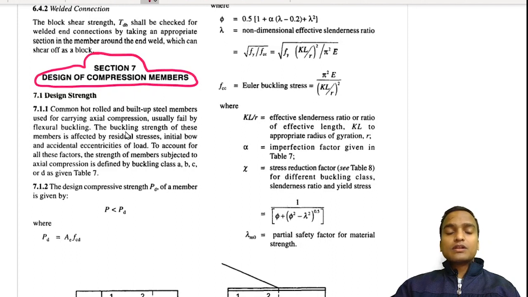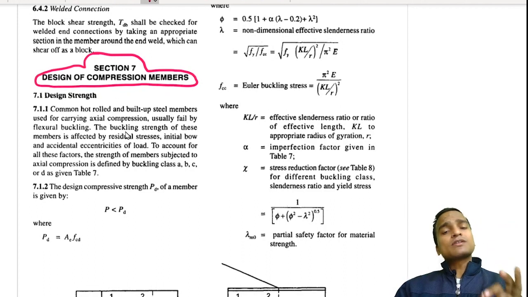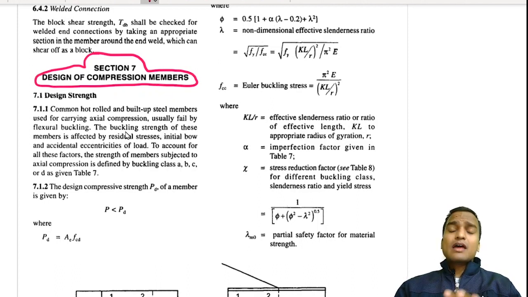Now we have opened this section 7 from IS 800, and as I have said, the formulas in the design of compression member are not very difficult. Here you just have to learn the very basic concepts of use of tables. Already everything is calculated and given in the tables, and now we have to use those tables and do some interpolation to get the design compressive strength.